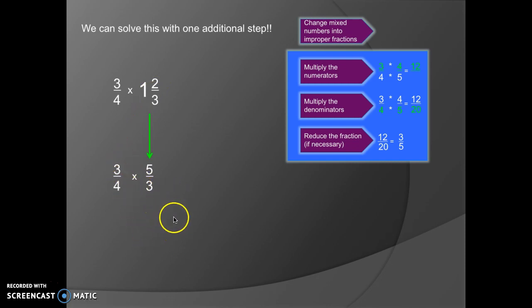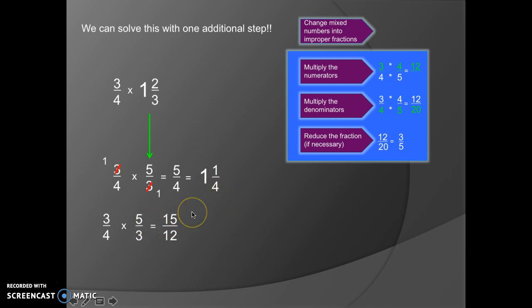3/4 times 5/3, we're going to multiply across the top and multiply across the bottom, but I can simplify first. The 3 and the 3 can both be divided by 3. So anytime you see the same number on the top and the bottom, it's almost like they cancel each other out and become ones. So now we have 1 times 5 equals 5, 4 times 1 equals 4, and our answer is 5/4. That is an improper fraction and can be simplified. 4 goes into 5 once. We have 1 left over, so our final answer is 1 1/4.